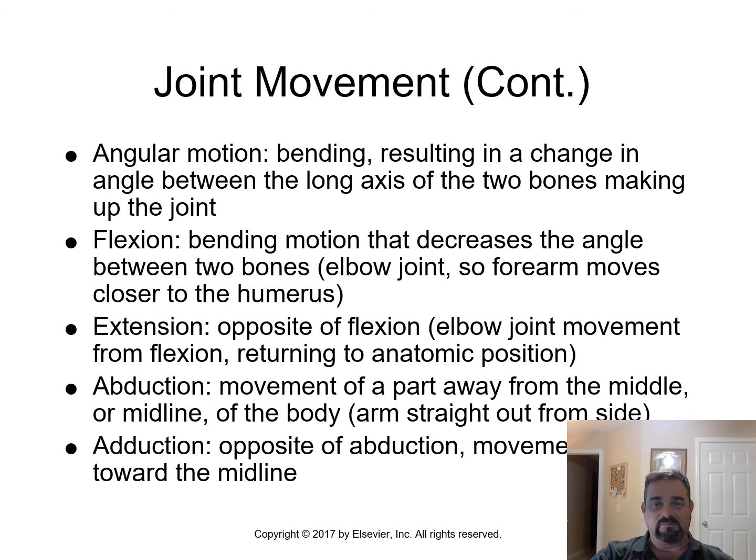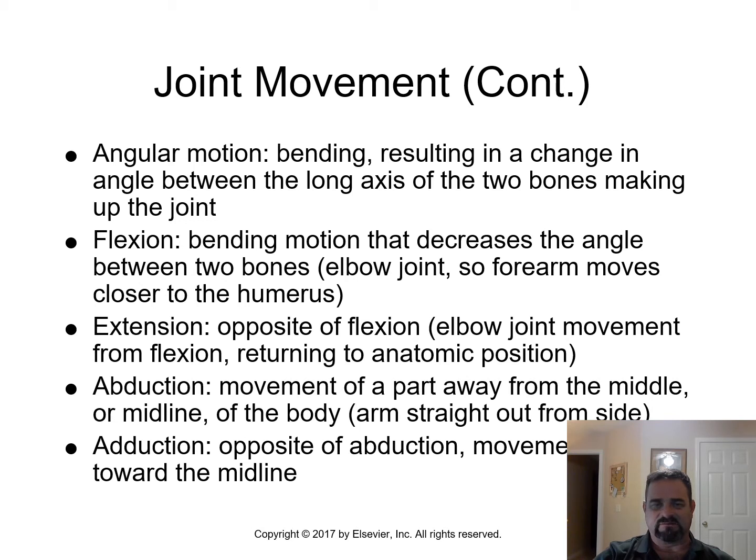All right, so angular motion is bending, resulting in a change in the angle between the long axis of the two bones making up the joint. Flexion is the bending motion that decreases the angle of two bones. So at the elbow joint, the forearm moves closer to the humerus. This is flexion. Extension is the opposite of flexion. It's returning to the anatomic position, back straight out. So it's the elbow joint movement from flexion returning to the anatomic position.